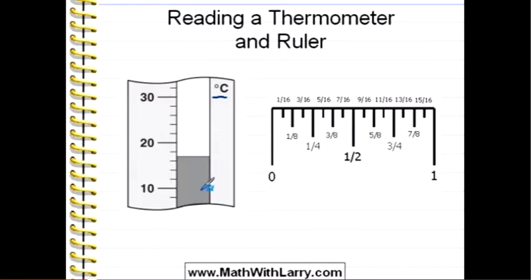Now, we want to figure out how high the mercury is in this thermometer, and before we can do that, we need to figure out what each of these lines represent. The first thing we notice is that there are 4 lines in between the 10 and the 20, and that means that there are 5 steps to get us from 10 to 20. If you count, you'll see this is 1, 2, 3, 4, 5.